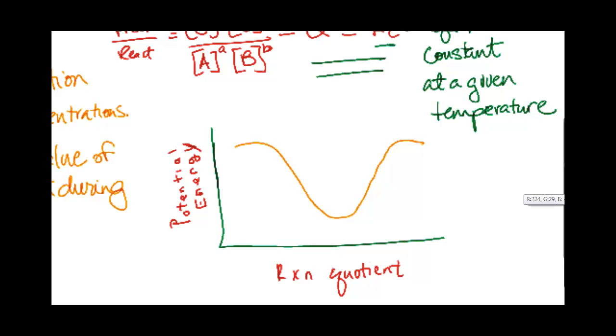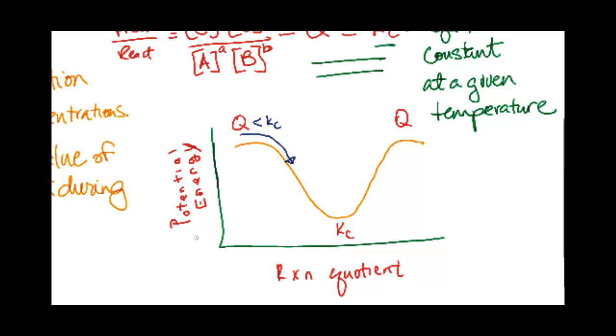So basically you can look at it like this. Here is Q, Kc is right there, and here's another value of Q. Over here Q is less than Kc. So which way would we need to go to get to Kc? We'd need to go downhill to the right, right?